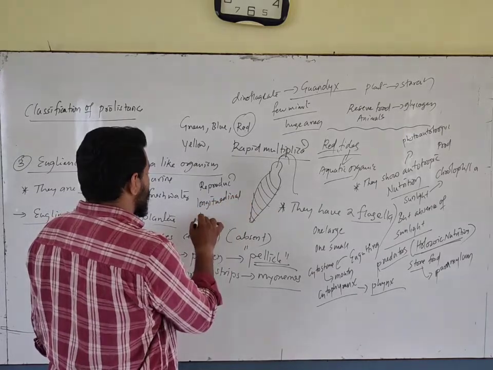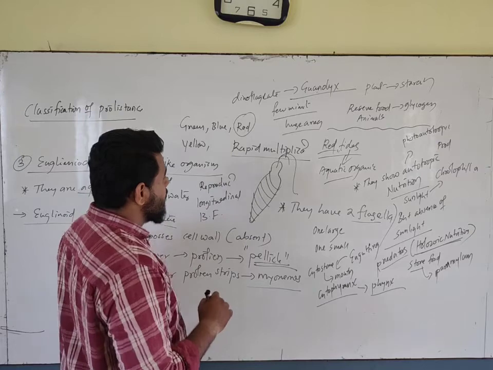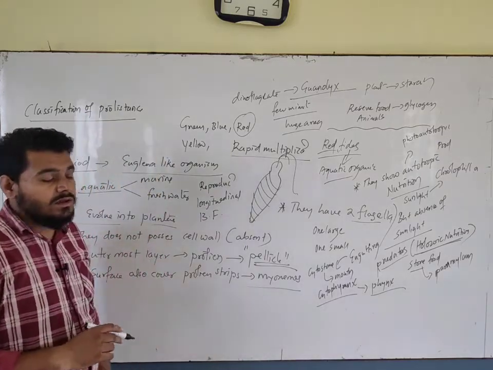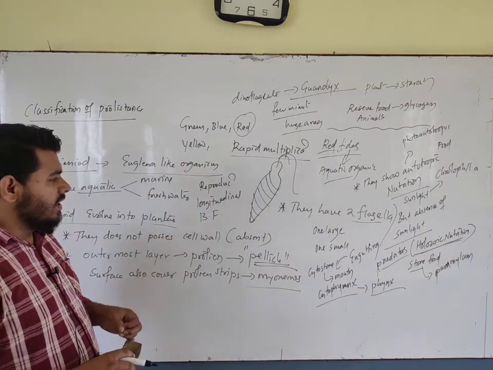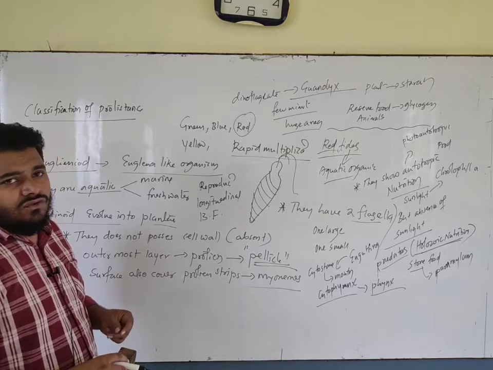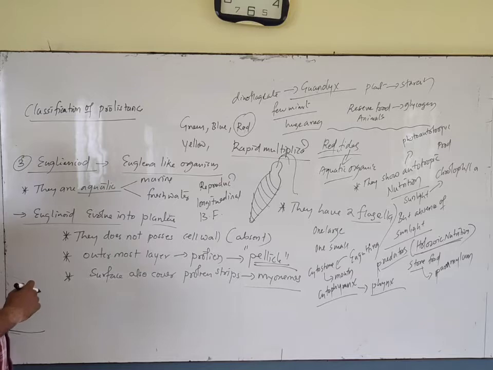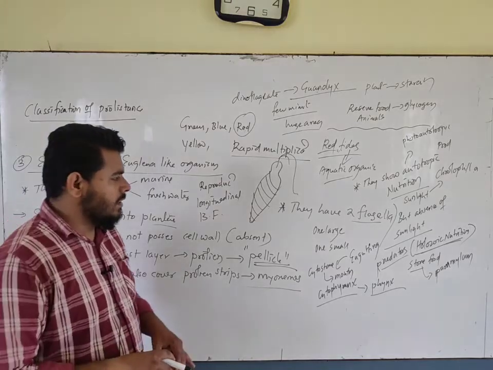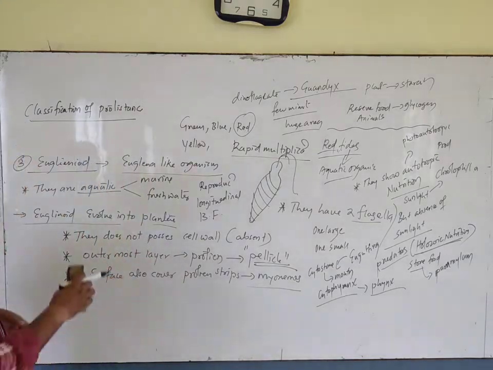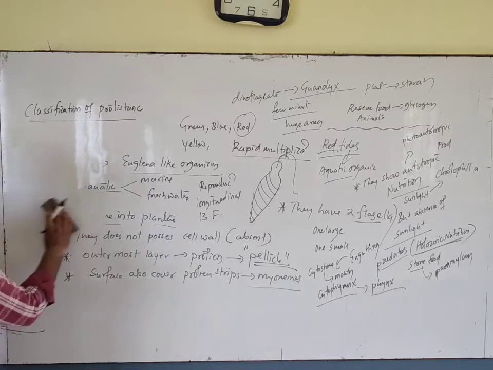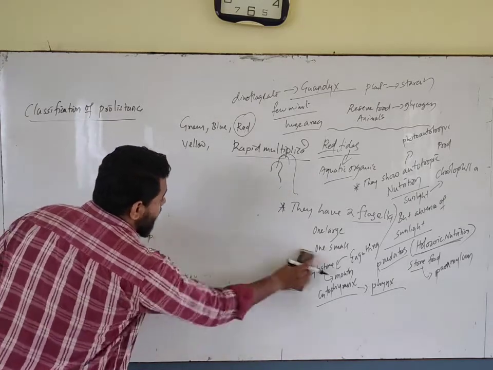Longitudinal binary fission, reproduction happens through it. So asexual reproduction happens through longitudinal binary fission in euglenoid organisms. So this is about euglenoids. Okay, the next class is of slime molds.